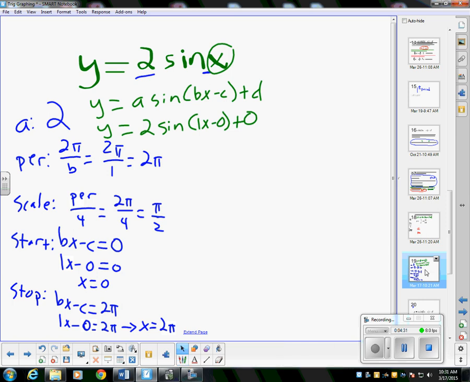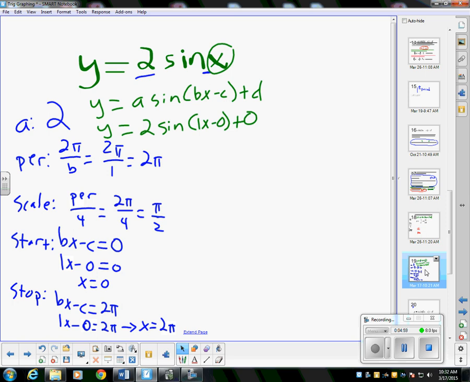So what we've just done with these 5 little tasks under step 1 is we have found out the amplitude, the period, the scale, the starting point for the period, and the stopping point for the period. And these are all going to be important in helping us to find those 5 key points. Now, as an aside, today in this class we're going to work with C and D being 0, which means there are no shifts.